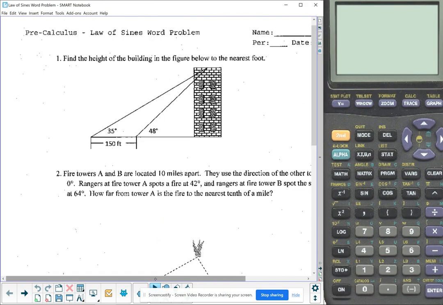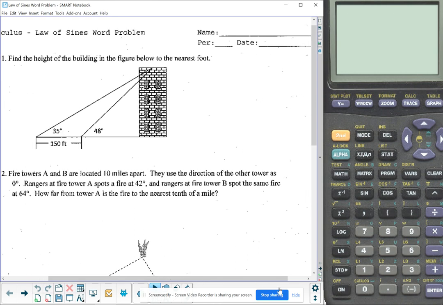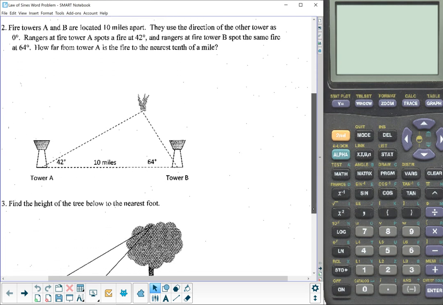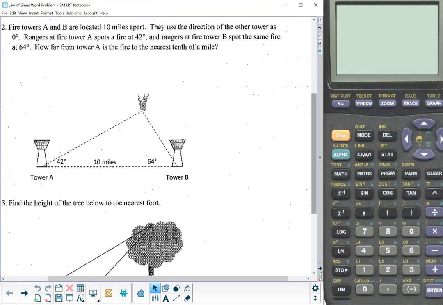All right, number two. Two towers A and B are located 10 miles apart. They use the direction of the other tower as 0 degrees. Not sure, I think maybe there's a typo there. Rangers at fire tower A spot a fire at 42 degrees, and Rangers at fire tower B spot the same fire at 64 degrees. How far from Tower A is the fire to the nearest tenth?